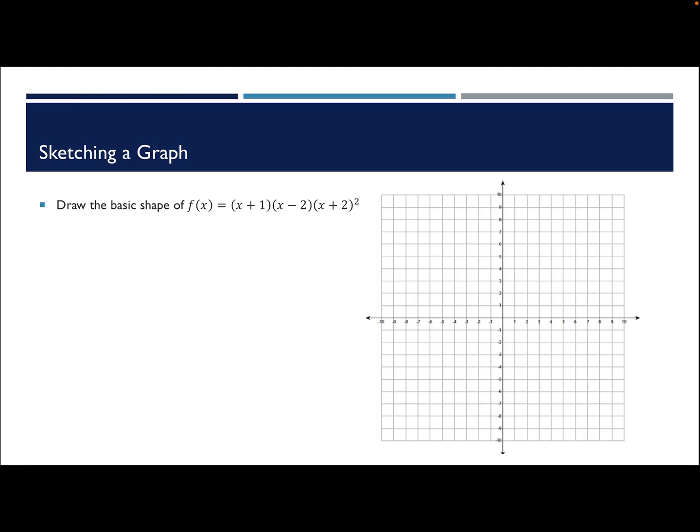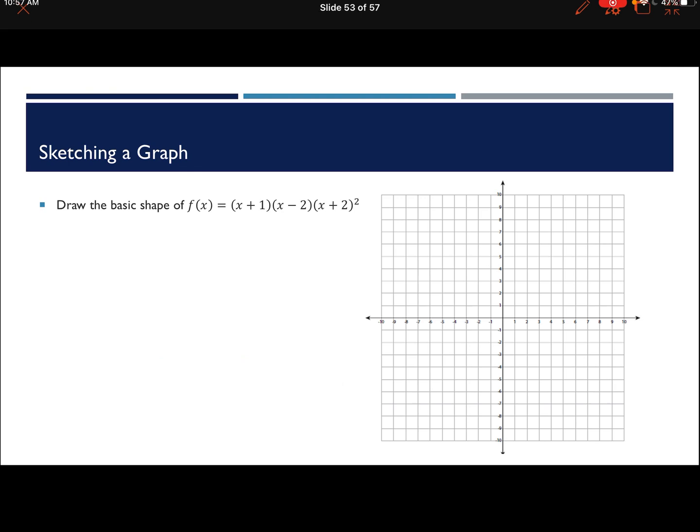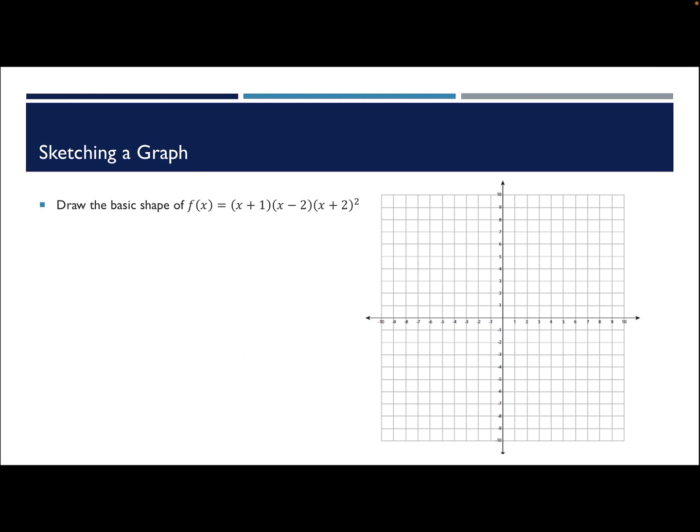We're going to check that on Desmos to just see how we did. So the first thing that we need to do is identify our zeros. That is x equals -1, x equals 2, and x equals -2. And we're just going to put in E for even multiplicity, which means we know the graph should bounce and return. So first, let's make our sign chart.